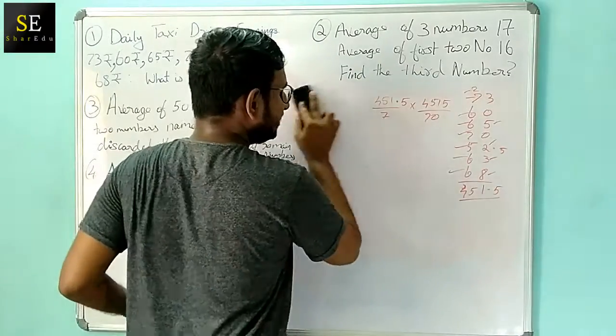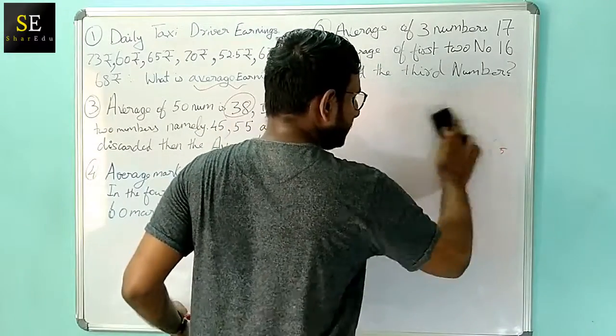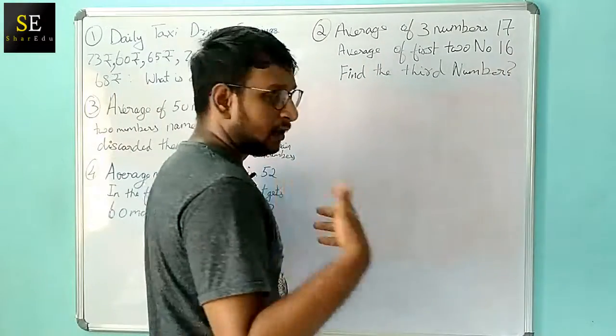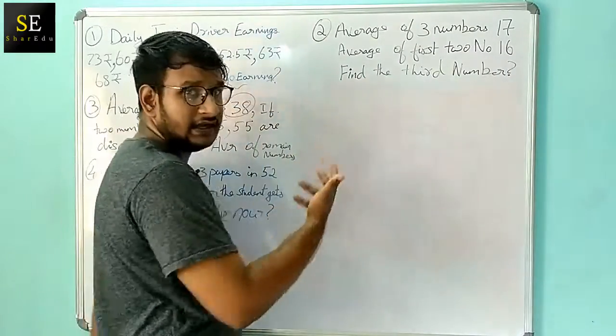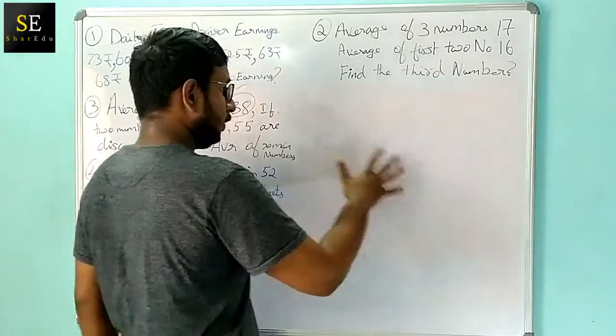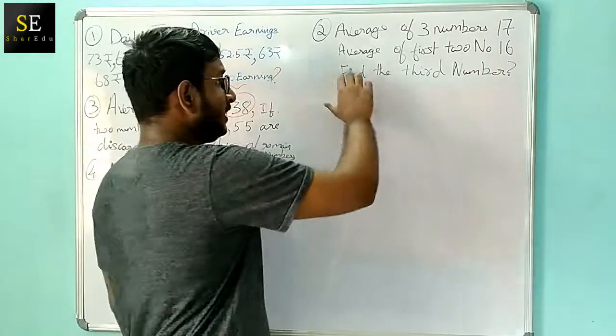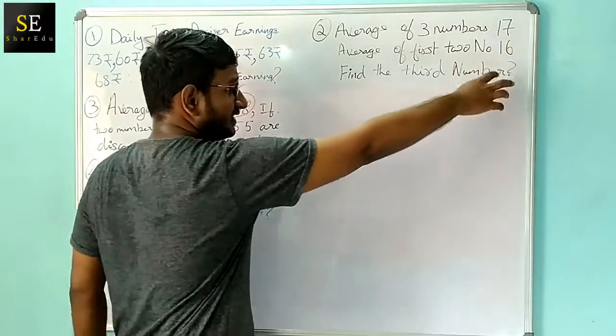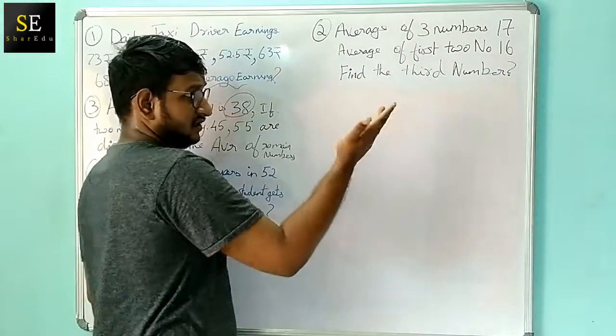So the concept here is average. The average formula is the sum of elements in a set divided by the number of elements in the set. Here the set is earnings. Now let's move on to the second problem. The second problem is on average. They have given the average of 3 numbers, that is 17.